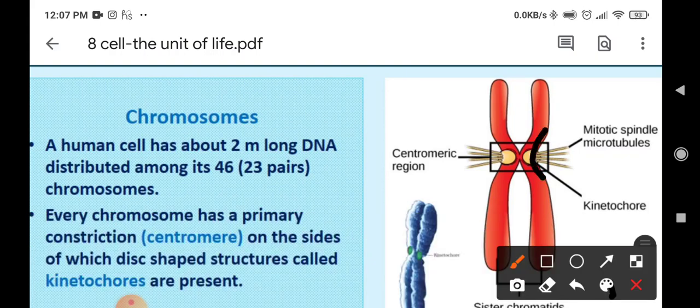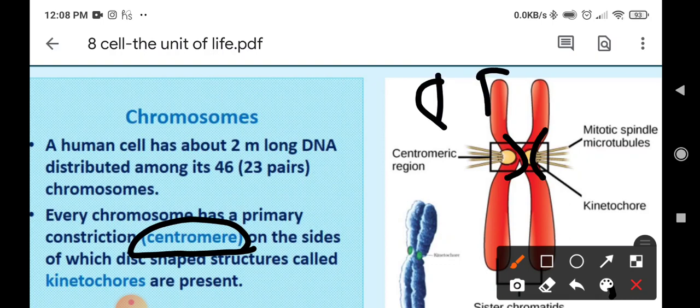This is the primary constriction which is known as the centromere, and on the primary constriction you can see disc-shaped structures on both sides.